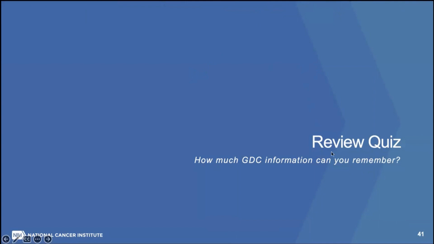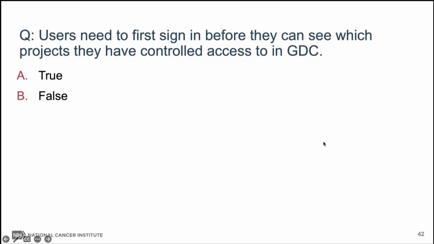Okay, so we have 10 minutes left for each of the review questions. I'll give everyone 10 seconds, and if you'd like to participate, feel free to type your multiple choice answer into the chat box. So starting out, easy one, true or false, users need to first sign in before they can see which projects they have controlled access to in GDC.